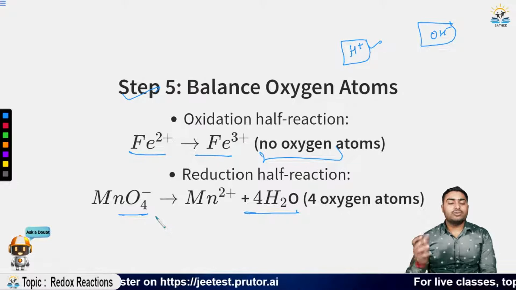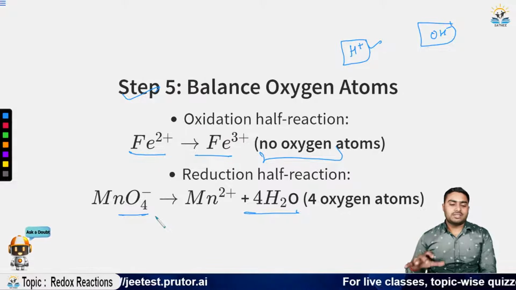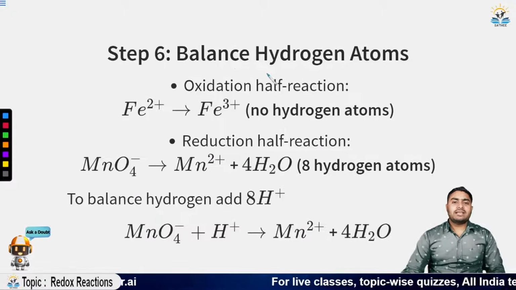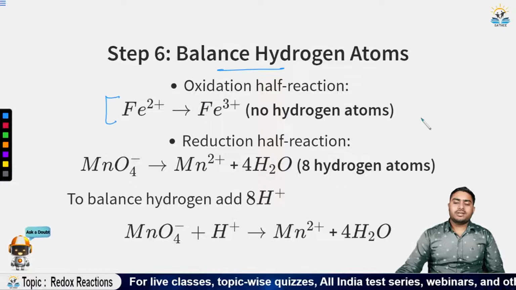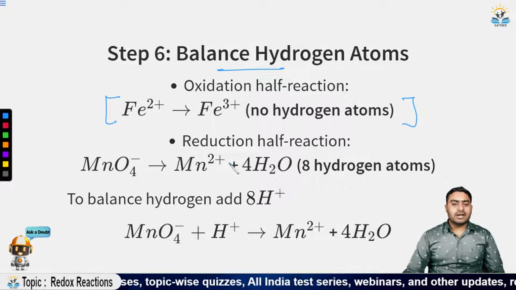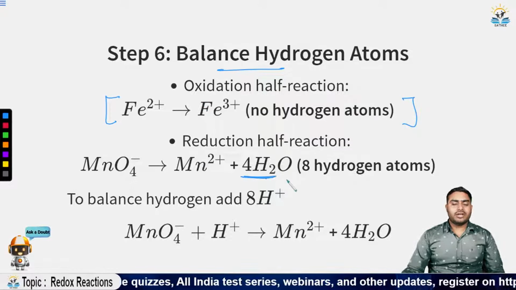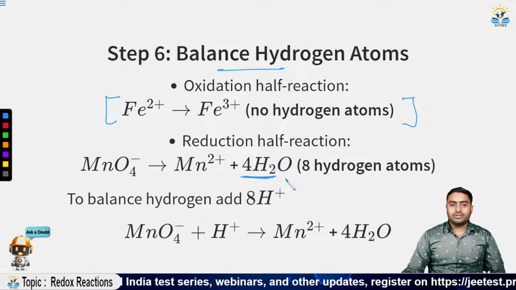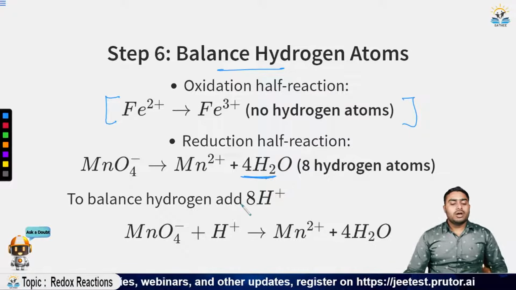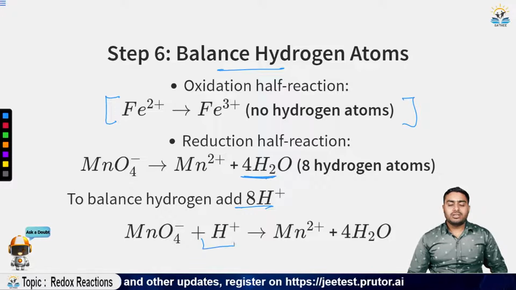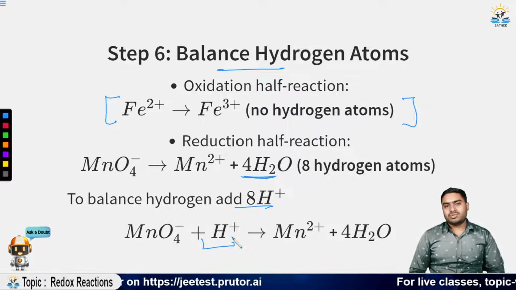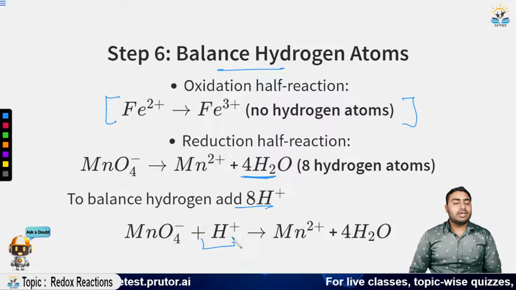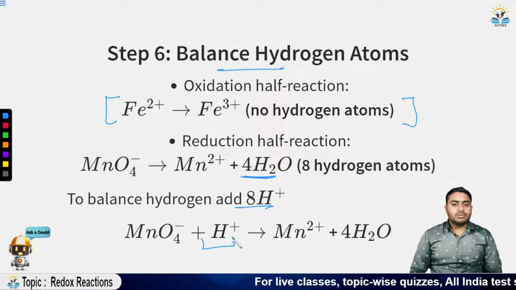So you have to balance, or put, hydrogen as well, on the left hand side. So balancing hydrogen atoms will be the next step. In the oxidation half reaction, no hydrogen atoms are there. But in the reduction half reaction, 8 hydrogen atoms are there. If there are 8 hydrogen atoms, you can put 8 H positive ions on the left hand side, in the reactant side, to balance hydrogen atoms. So the equation becomes Fe2 positive to Fe3 positive.